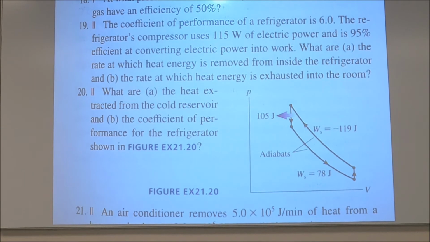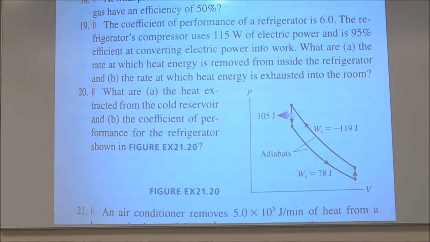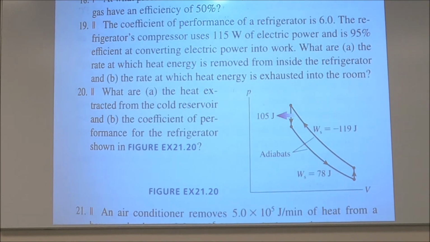And it says then, what is the rate at which energy is exhausted to the room? Well, that means I need QH. QH is going to be 655 joules plus the 109 joules. So 655 plus 109, so 765 joules per second.